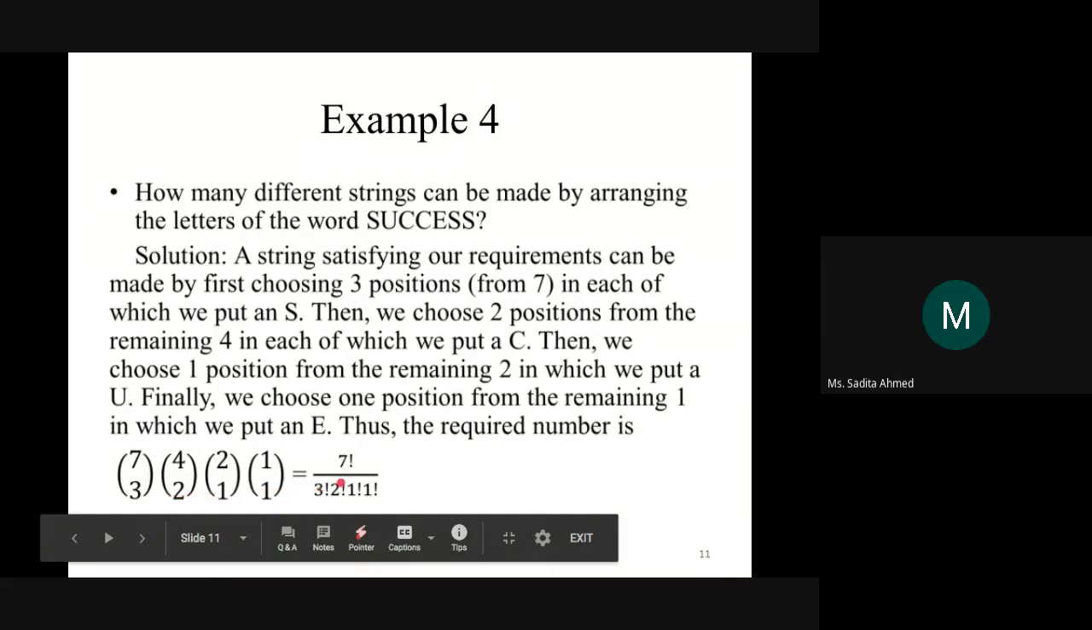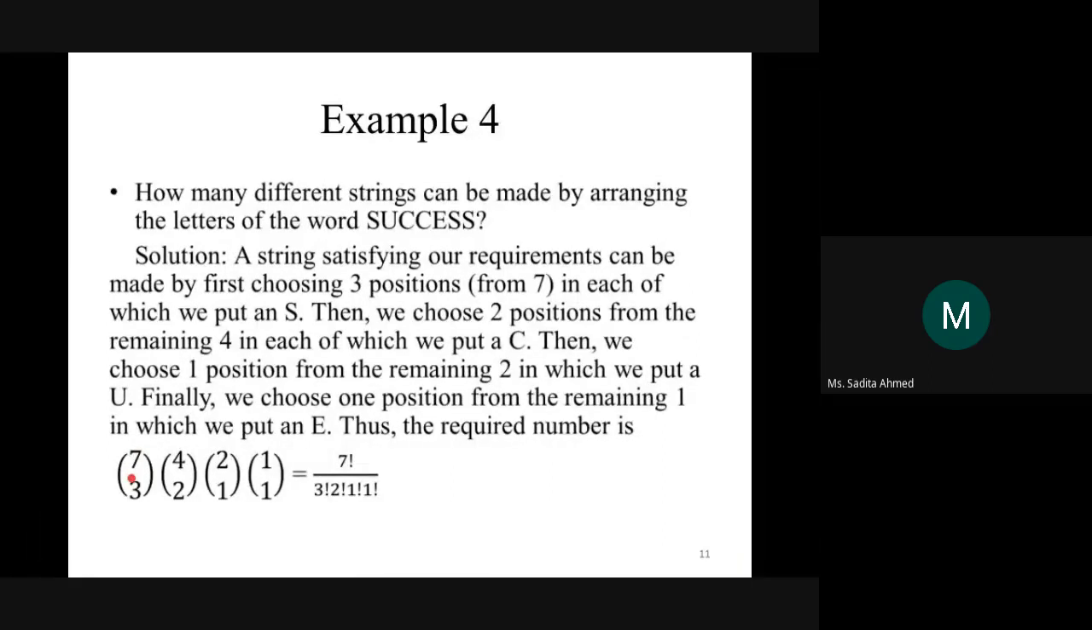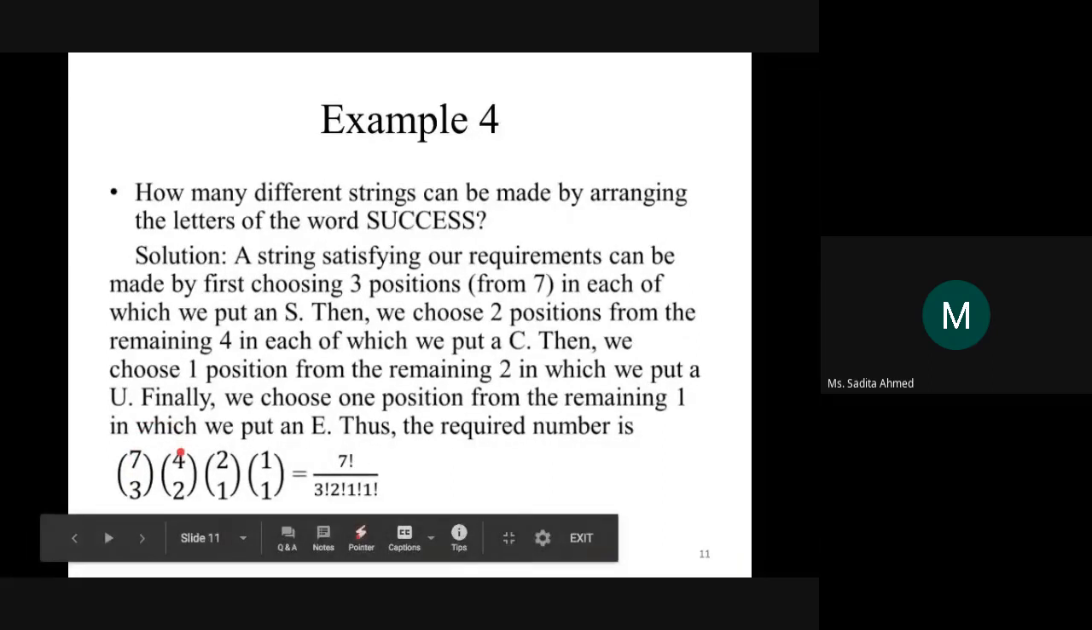So product rule here. An entire task broken down into 4 individual tasks, where for each of the ways to do the first task, there are a certain number of ways to do the second task. For each one of the ways to do the second task, there are a certain number of ways to do the third task, and so on. So product rule here: 7C3 multiplied by 4C2 multiplied by 2C1 multiplied by 1C1. Does it make sense to everyone so far?